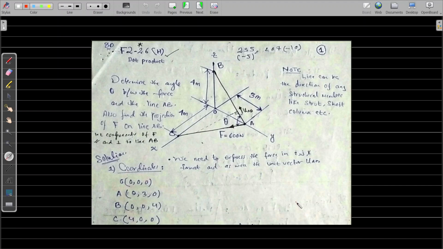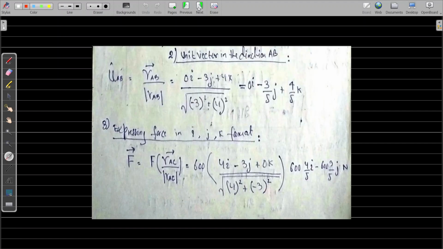So these things are just explained here. Let's see how we are going to practically do it. Okay, so just look at it. First of all, we calculate unit vector AB. It is basically RAB over mod of RAB. Okay, so what does RAB mean?